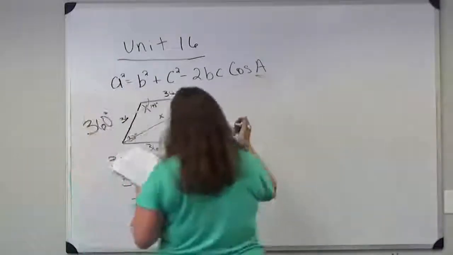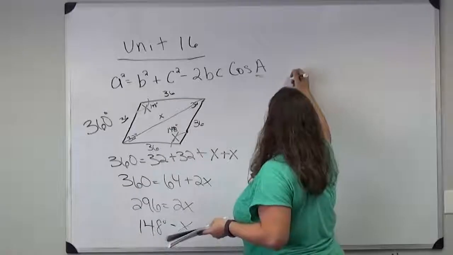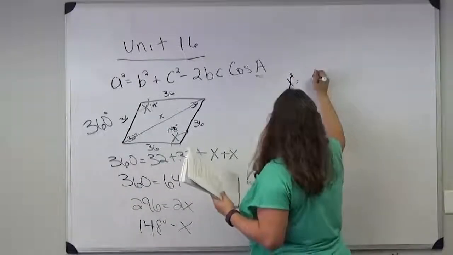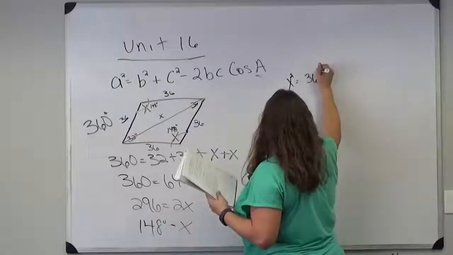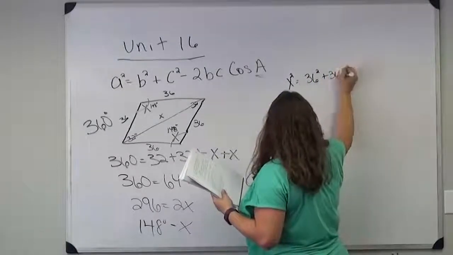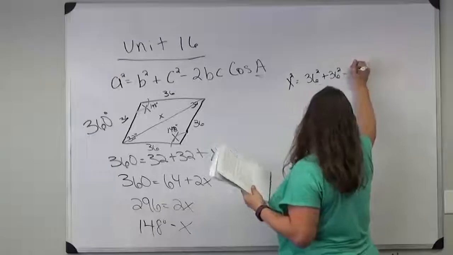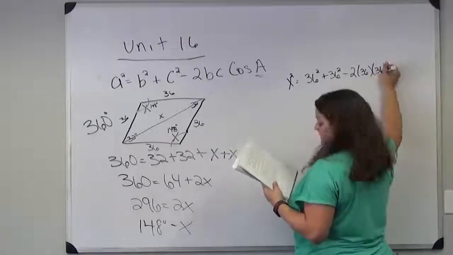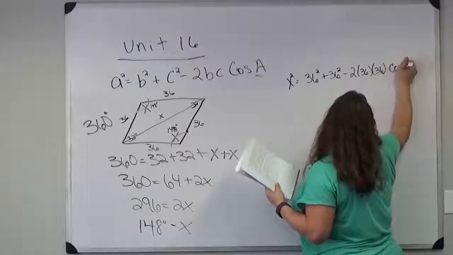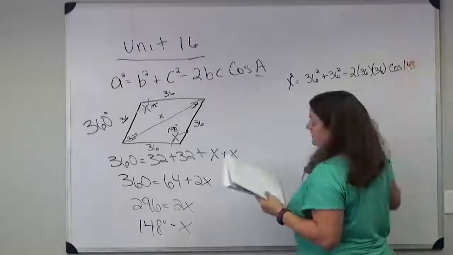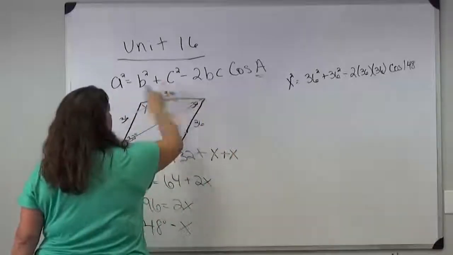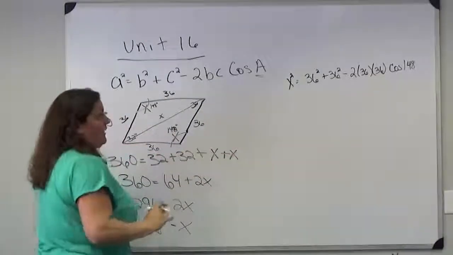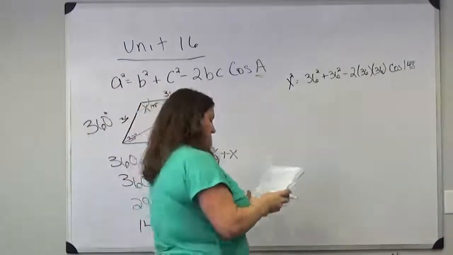So we'll have x squared equals 36 squared plus 36 squared minus 2 times 36 times 36 cosine of 148. If you look at this formula, these are the sides, and the largest angle is 148. And now we just do the arithmetic.